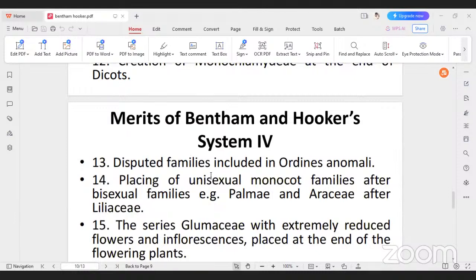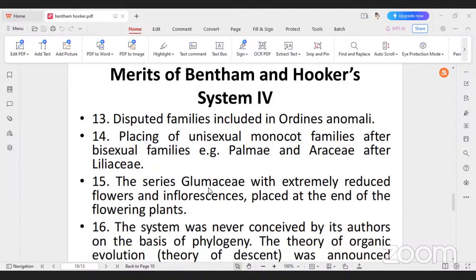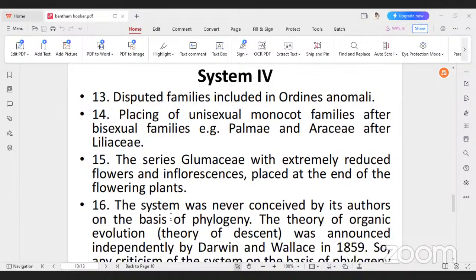Merits of the Bentham-Hooker system: next to disputed families included in Ranales, Anemone, and placing unisexual monocot families after the bisexual families. Bisexual means complex, two parts; unisexual, one part, that's simple. The series Glumaceae, with extremely reduced flower and inflorescence, is placed at the end of the flowering plants. So in Glumaceae the flower parts are completely reduced.